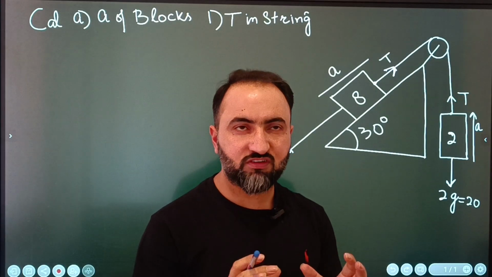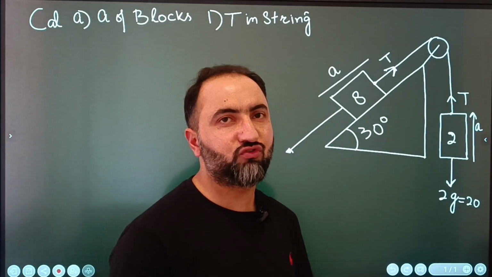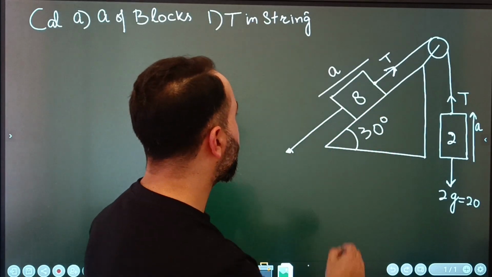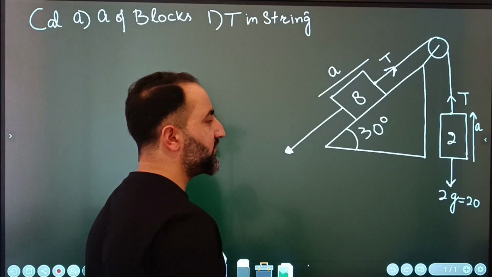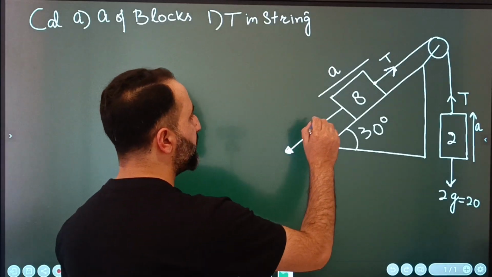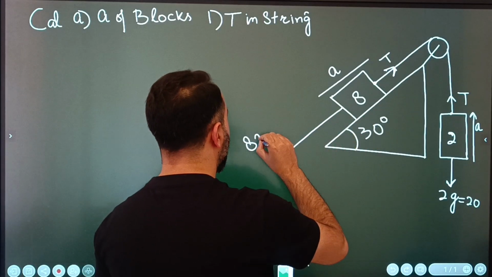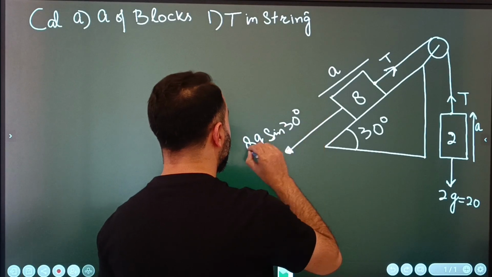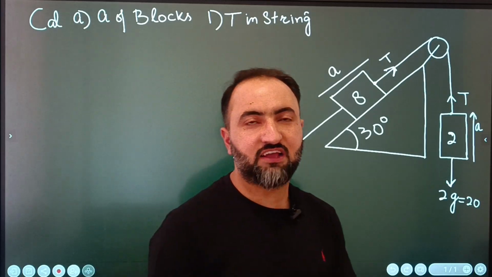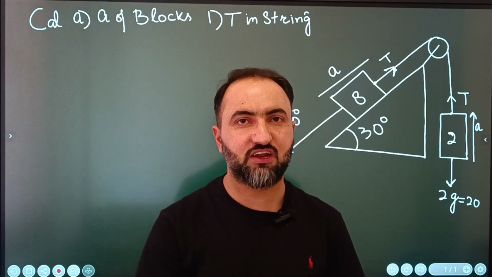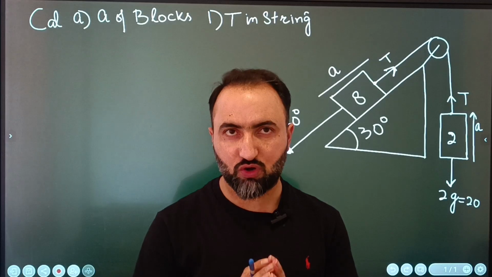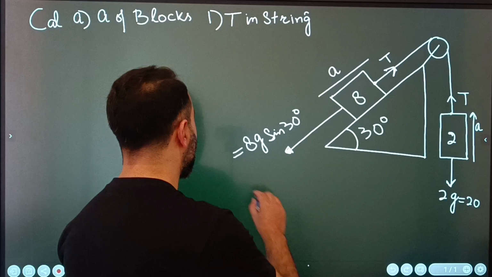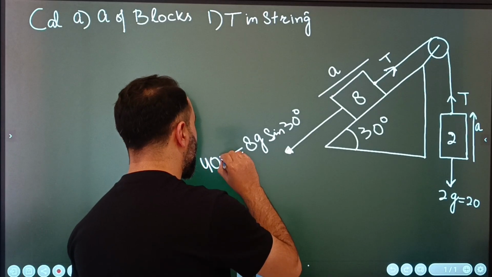Okay, so let me focus first of all on the 8 kilogram block. How many forces are there on the 8 kilogram block? Number one is tension in the string in the upward direction. In the downward direction there will be a force, and that is the component of the weight, which will be equal to mg sin theta. So that will be equal to 8 into g into sin 30 degrees. All right. Okay, now you know that acceleration due to gravity we take as 10 meter per second square. Sin 30 you must know, that's equal to 1/2. 8 into 10 is 80. 80 divided by 2 comes out to be 40 Newton. So the component of the weight in the downward direction is 40 Newton. All right.